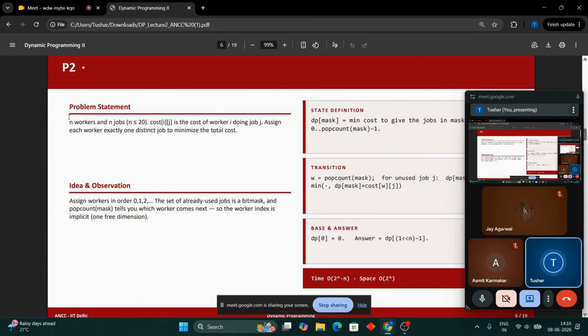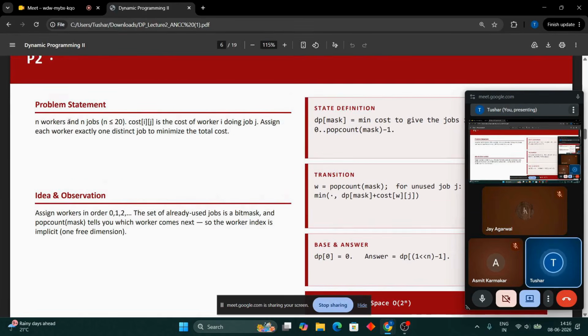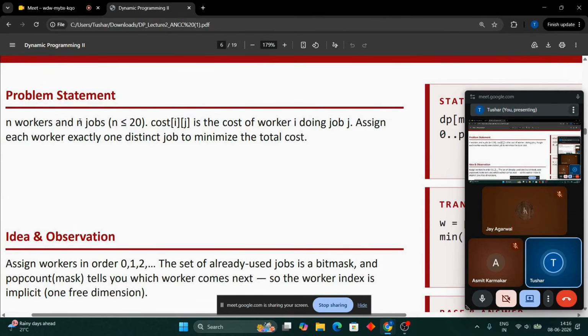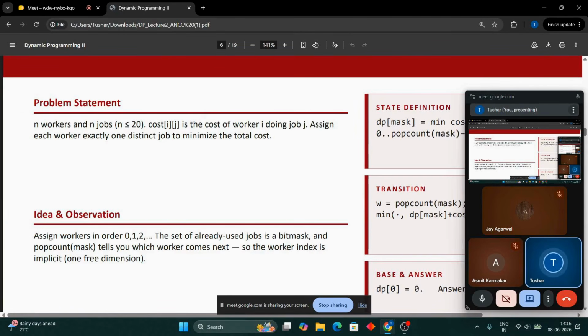Okay. So this problem is that we have n workers and n jobs to be distributed, and the cost of worker i doing job j is given in an array cost[i][j]. Since we have n workers and n jobs, we have to assign each worker exactly one distinct job, and we have to minimize the total cost of doing all the jobs.